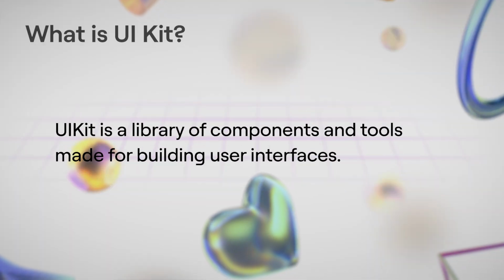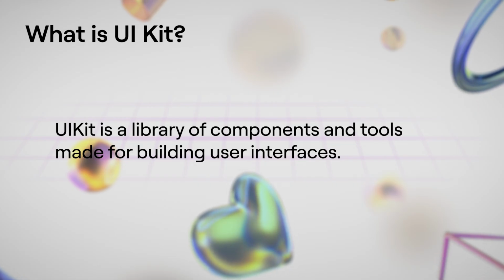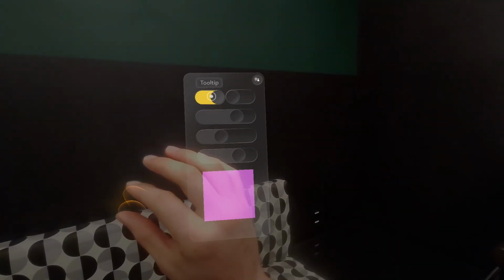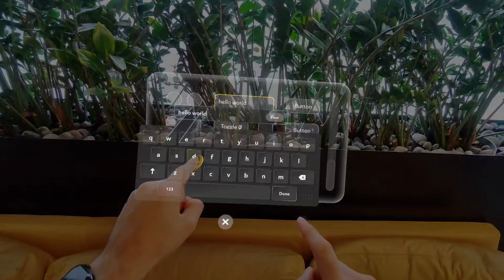I'm an AR engineer on the Spectacles team, and today we're going to talk about Spectacles UI Kit. UI Kit is a library of components, utilities, and tools designed to build user interfaces. UI Kit and Spectacles Interaction Kit work together.